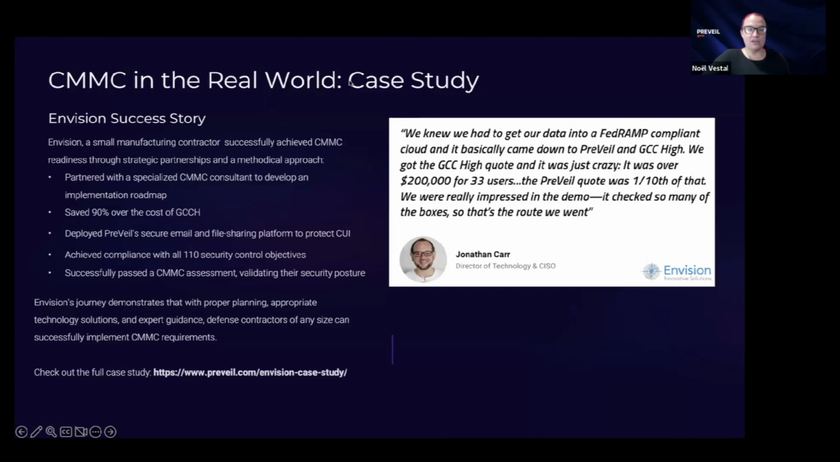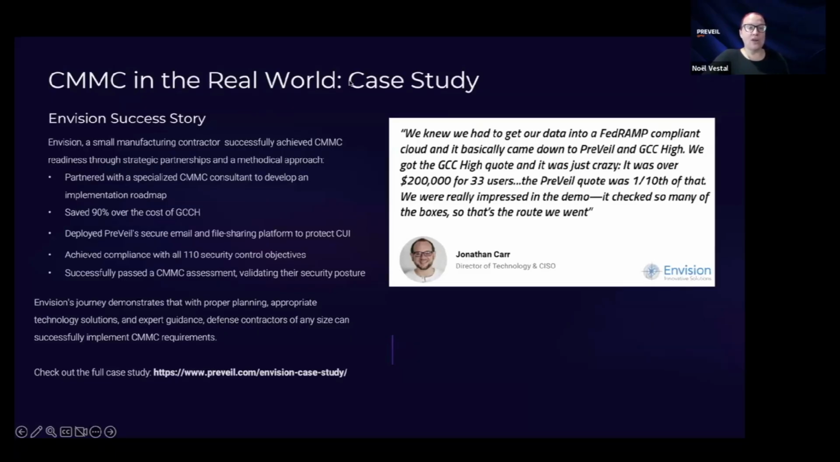They deployed PreVeil secure email and file storage because that's what most of our customers do, since we are an end-to-end encrypted email and file storage platform, which we'll talk about more in a second. And they successfully passed their CMMC assessment first go round. There weren't any issues. They didn't have any problems. It was a smooth and easy walkthrough of their controls.